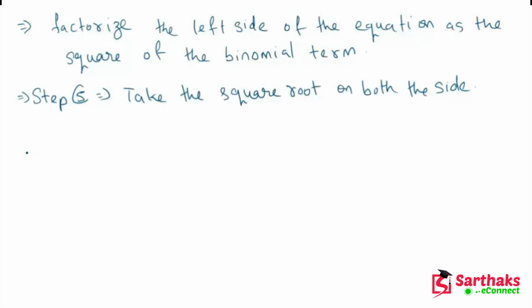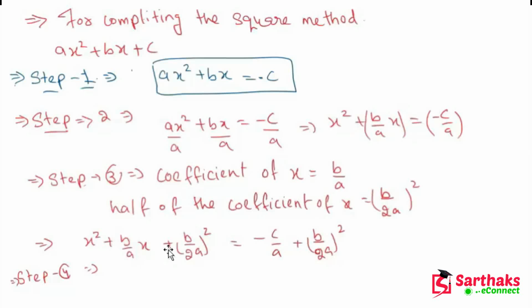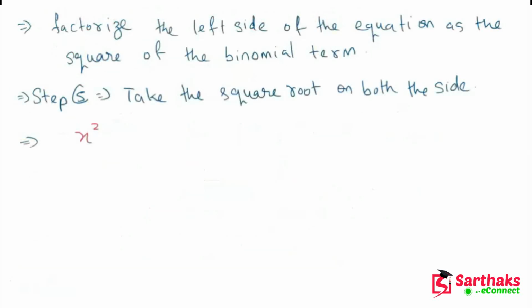Now we are implementing these steps. This is our remaining part: x square plus b upon a x plus b upon twice of a whole square, which is equal to minus c upon a plus b upon 2a whole square.